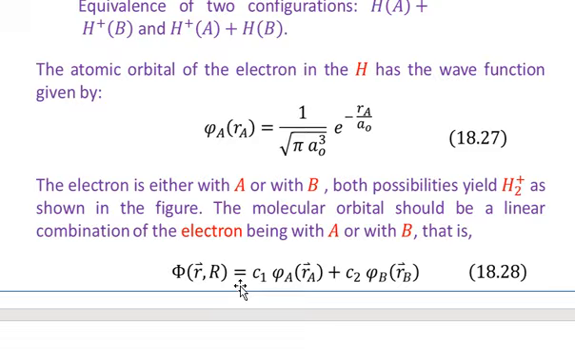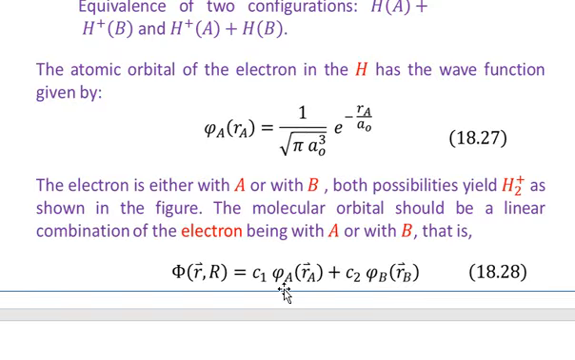That is, either the electron is connected with A or connected with B. So the molecular orbital should be a linear combination of the electron being with A or being with B. On the left hand side, I have phi of r comma capital R is equal to C1 into phi A of r_A plus C2 into phi B of r_B, where phi A of r_A is defined by equation number 27. We can write down a similar equation for phi B.